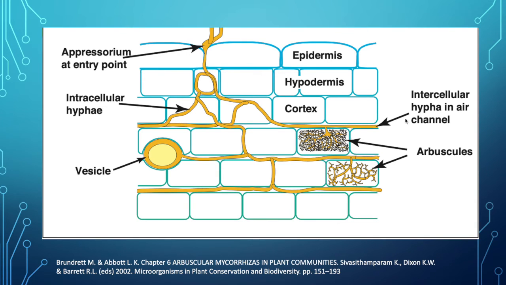There are also intercellular hyphae that grow in between cells, in the spaces between the cells. So intracellular is inside, extracellular is in between or outside of the cells. The arbuscule is actually intracellular, and also there are vesicles formed as well. And if you want to read more about it, you can download this really cool chapter from Microorganisms in Plant Conservation and Biodiversity. It's called Arbuscular Mycorrhizals in Plant Communities.